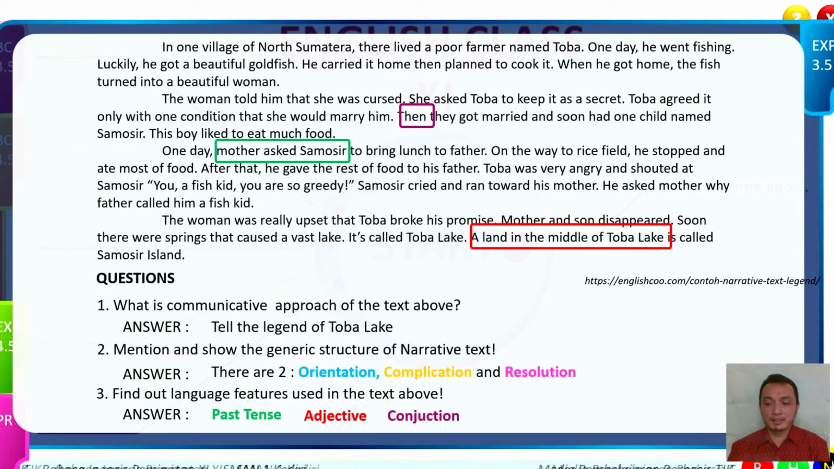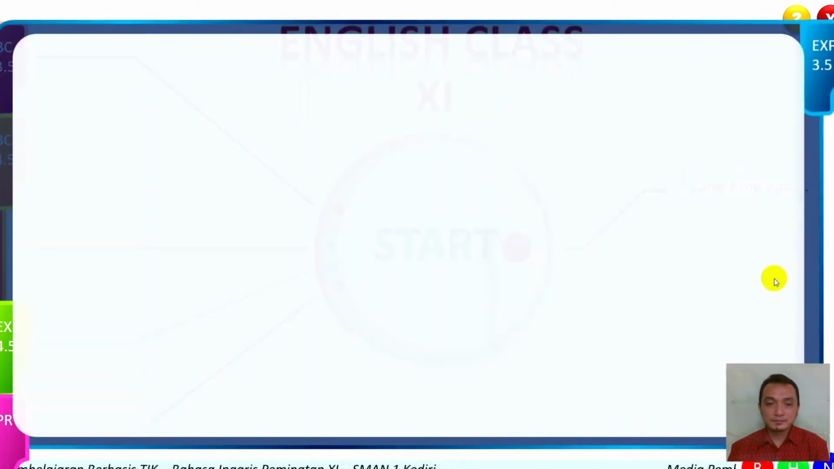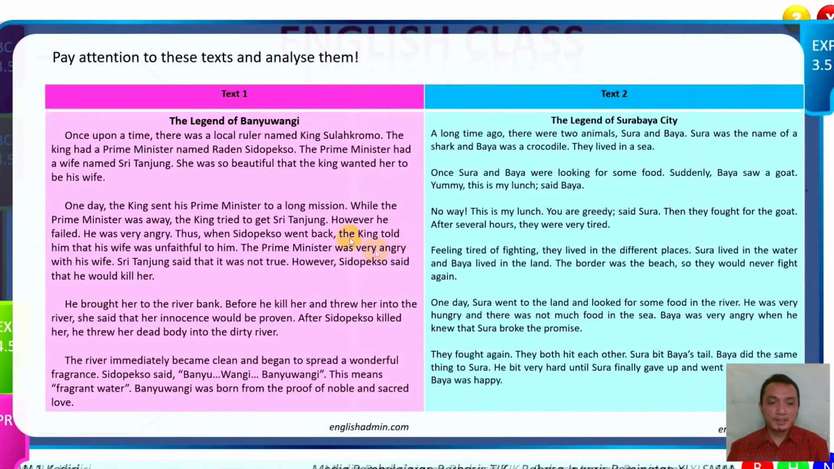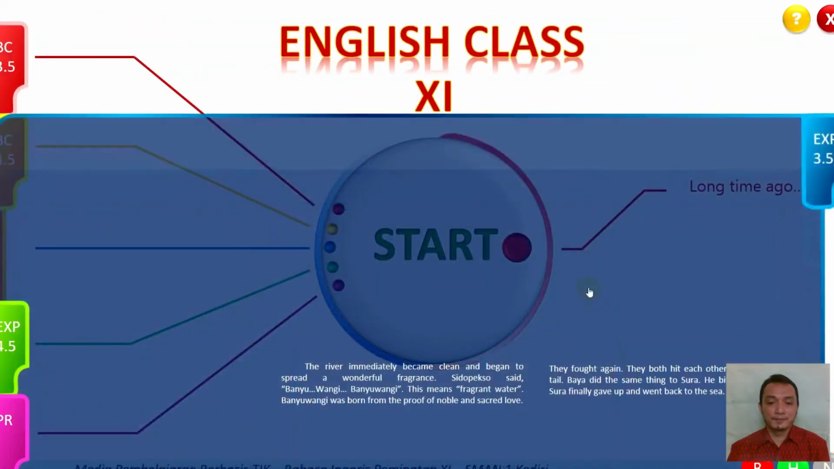Now we go to the next activity. The Legend of Banyuwangi. Here, students, I give you two narrative texts, and then you can read for a while. "Once Upon a Time" until the last, and also the Legend of Surabaya City. "A long time ago, there was..." and then the final. And after you read this, you fill out the box that I give you here.